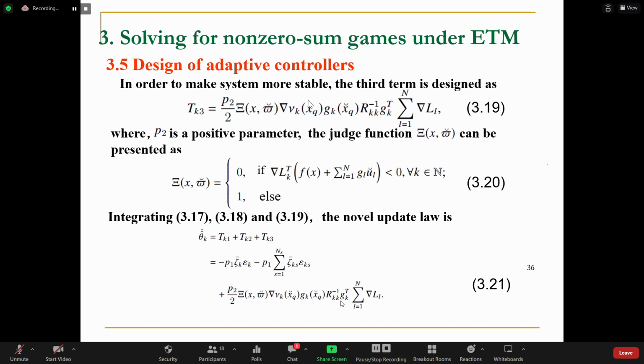Here is the judge function. The judge function is used for activating the stability term. When it judges that the system is facing the risk of instability, the third term is activated to help the system to be stable. Integrating the three terms, we derive the novel update law.